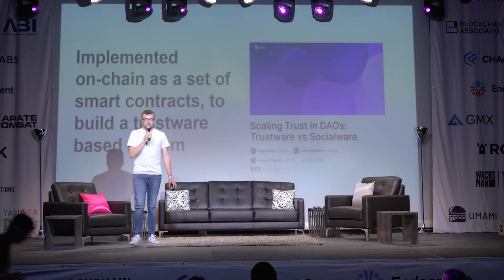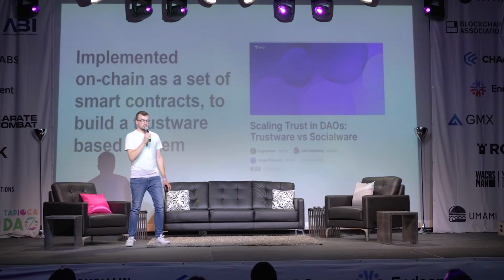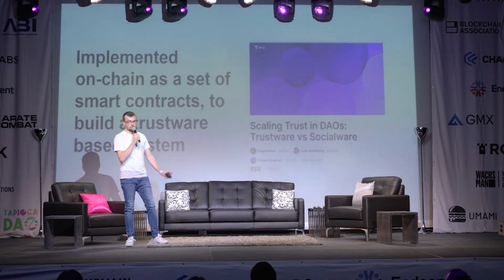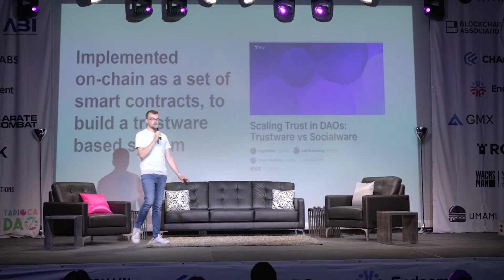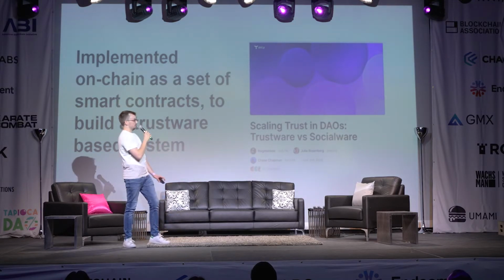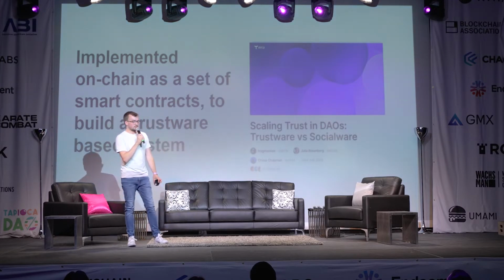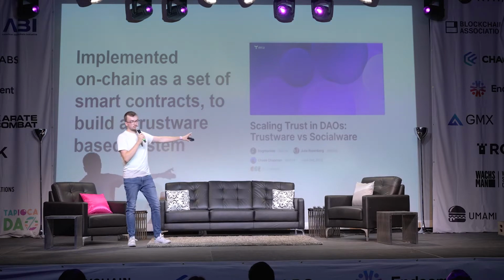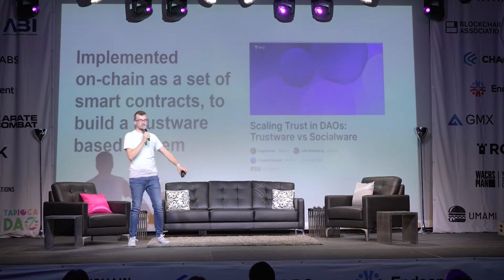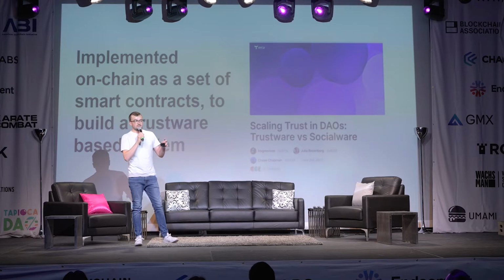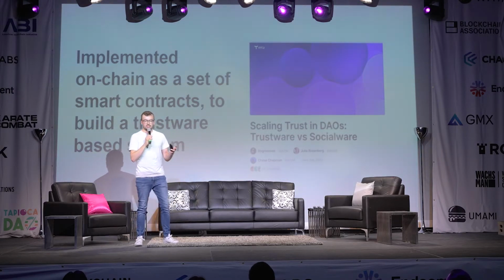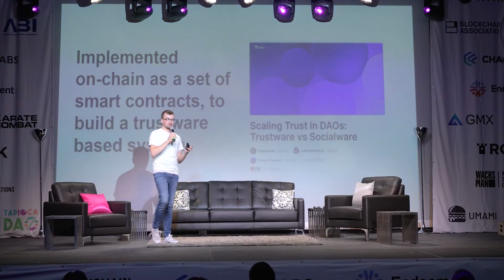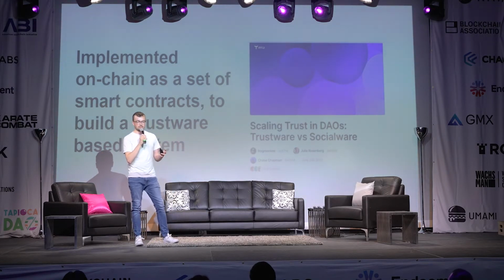Why would you build this on-chain? So there's different ways you could do optimistic governance. We chose to build this on-chain as a set of smart contracts. And that is super, super useful because of this idea of trustware, I call it. So there's a cool company called Orca, and they wrote this cool article about scaling trust in DAOs, trustware versus socialware. And the core idea is that you can have different ways to implement something. You can have socialware, where you rely on community consensus, charters, the legal system, contracts to agree on a set of principles and how you will govern something.